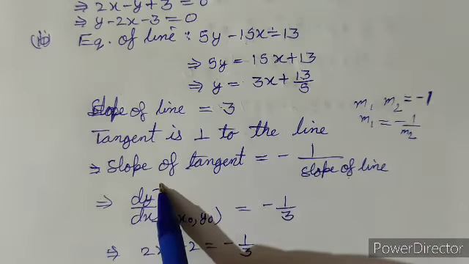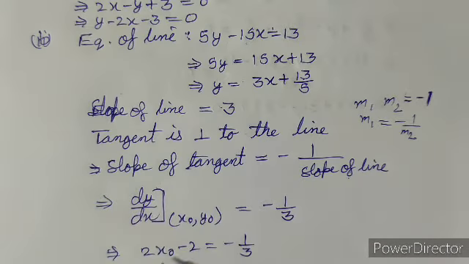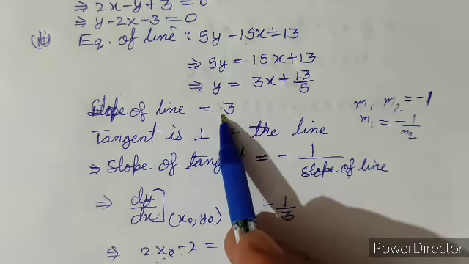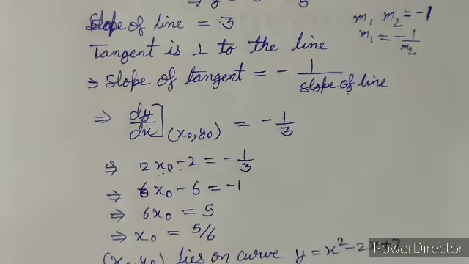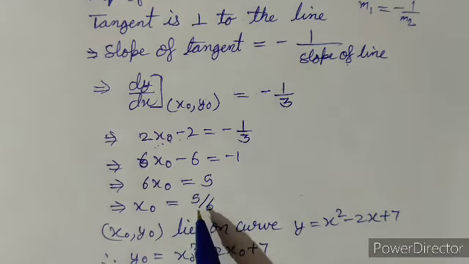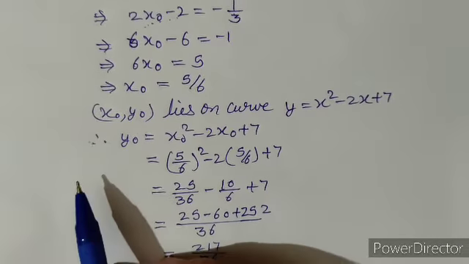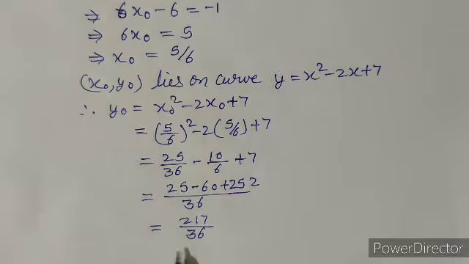Now slope of tangent at (x0, y0) was dy by dx at (x0, y0) and that was 2x0 minus 2 and slope of the line is 3. So this will be equal to minus 1 upon 3. And this is giving us the value of x0 as 5 by 6. Again, on putting the value of x0 in the equation of curve, we are getting the value of y0 as 217 upon 36.